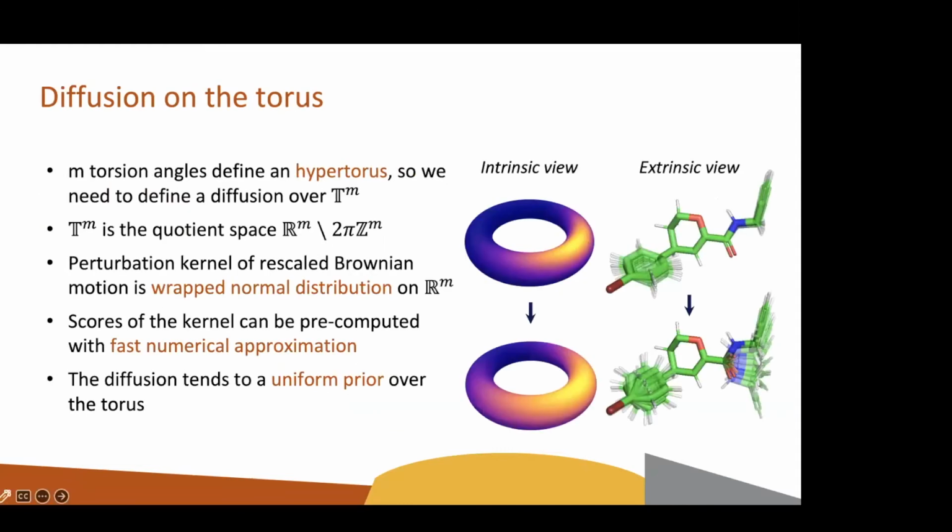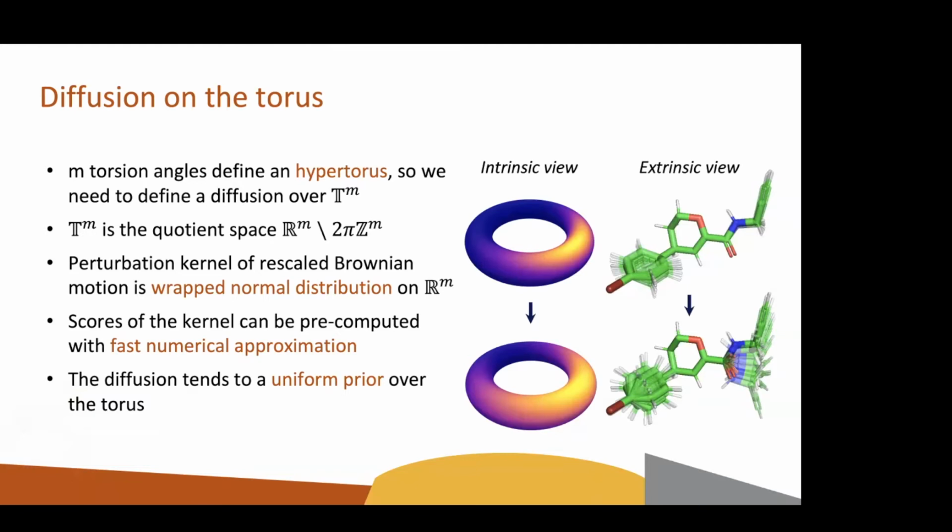So the tricky thing about having defined a conformer in terms of these intrinsic coordinates is that the torsion angles don't define a Euclidean space, right? Since the torsion angle ranges from 0 to 2 pi, and 2 pi is the same as 0, the space of m torsion angles is a hypertorus, which we're going to label as Tm throughout these slides. So how do we do diffusion modeling on a non-Euclidean space such as this?